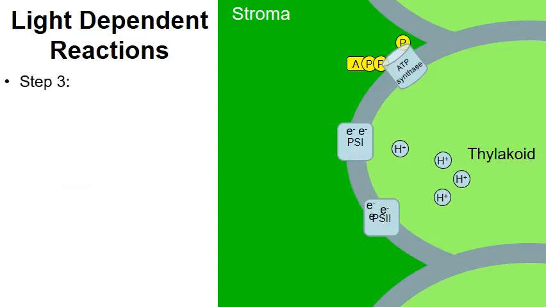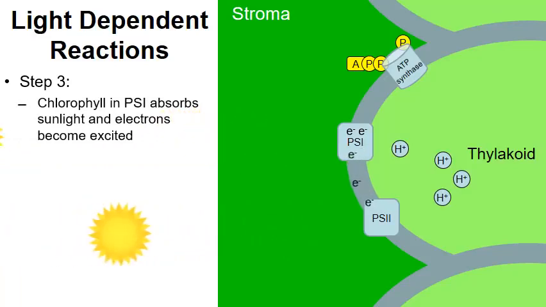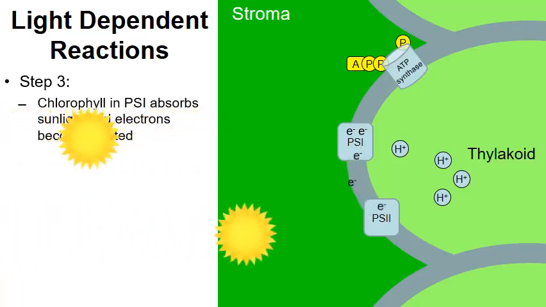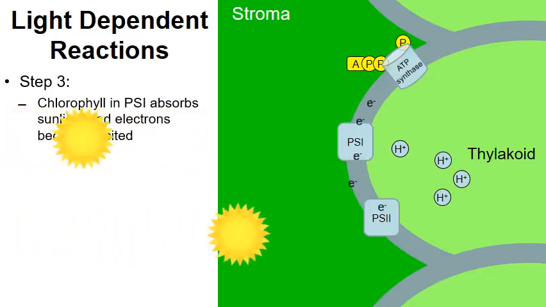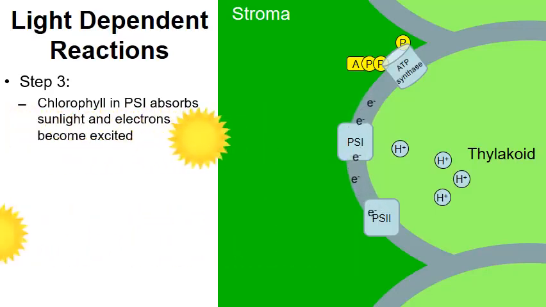So, as we move on into the next step, again, sunlight is striking photosystem number 2, and its electrons are moving through the thylakoid membrane. But sunlight is also striking photosystem number 1. Photosystem number 1 is filled with chlorophyll, and it has electrons that also become excited and move through the thylakoid membrane. So what we really have is kind of a longer electron transport chain.